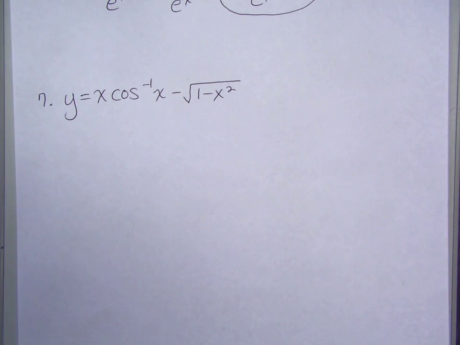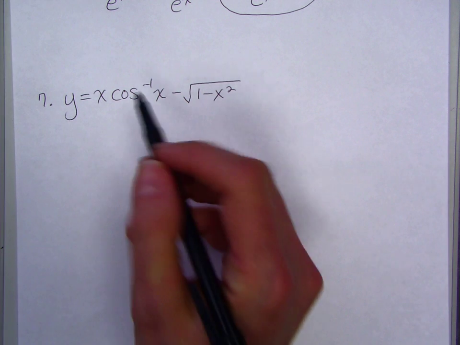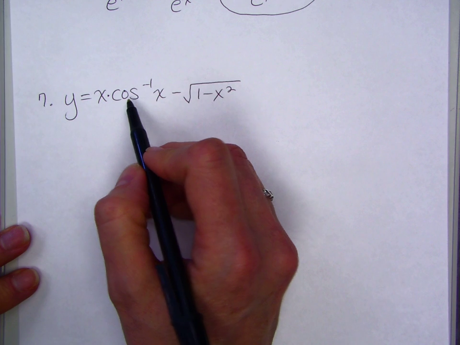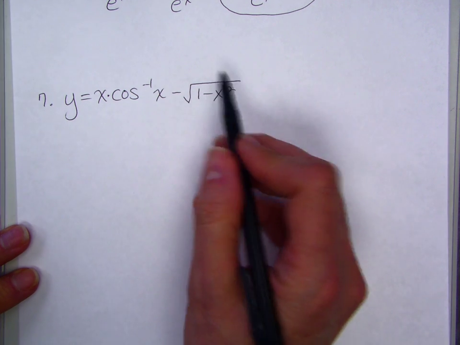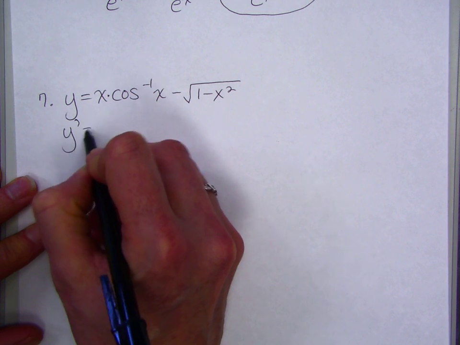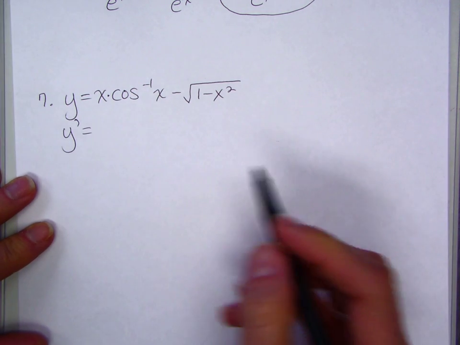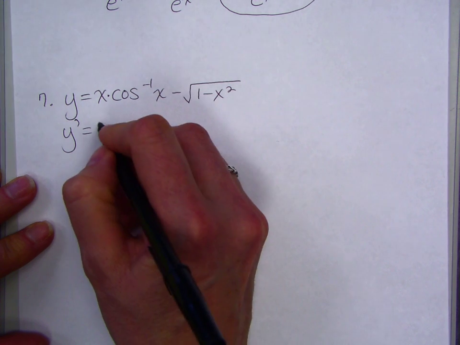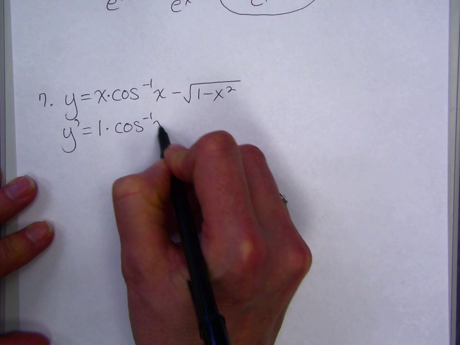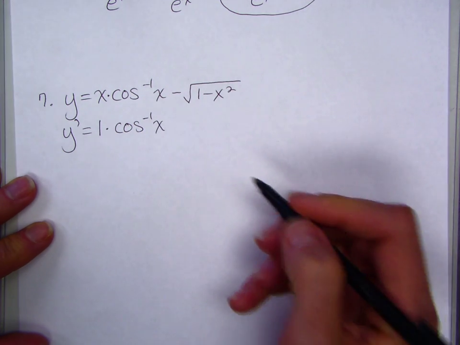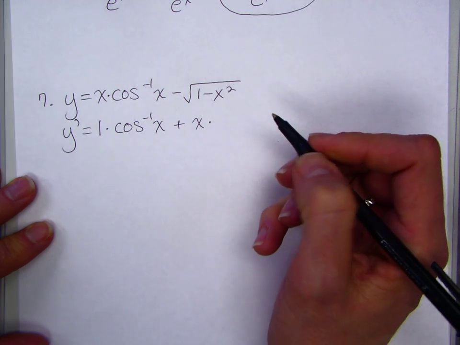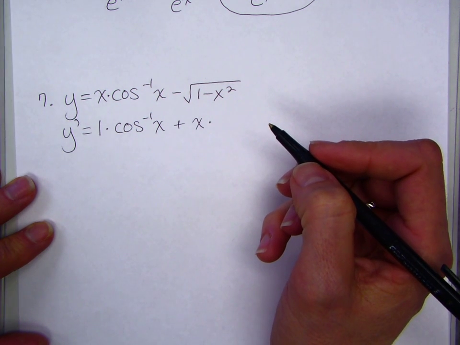Okay. Number 7, again, lots going on. We've got a product rule right here. We've got the derivative of an inverse cosine, a fairly new rule. We've got a chain rule with a fractional power, lots of stuff. All right. So here we go with y prime for number 7. I'm going to go ahead and differentiate x, which would be 1, and leave the inverse cosine alone. Plus, the product rule says, leave x alone and multiply by the derivative of the inverse cosine of x.